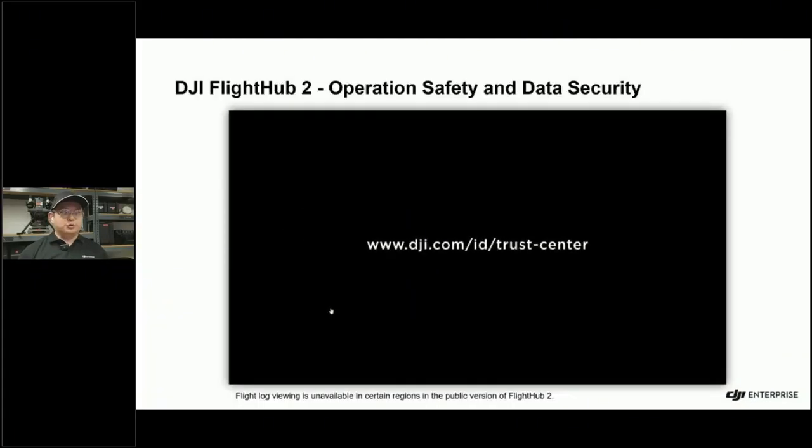Okay, so that was a very short video covering the flight operation safety functionality we have integrated, along with the data security measures we have done. So in short, for the FlightHub 2 public version, when it comes to service, for all the users in China, the data gets stored in Alibaba Cloud, and for the user data overseas, it is stored on AWS servers. For example, in America, users' data is stored on the AWS server located in Virginia.